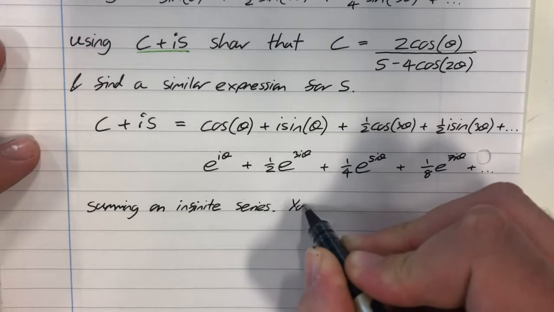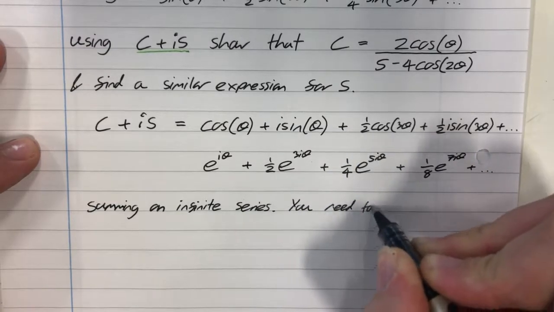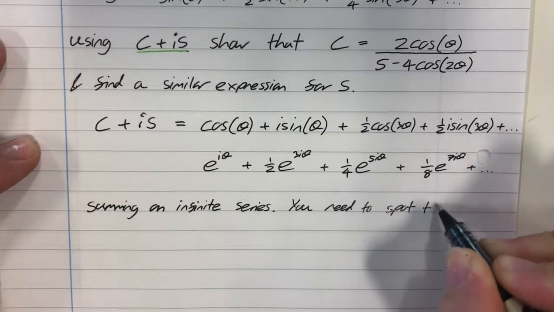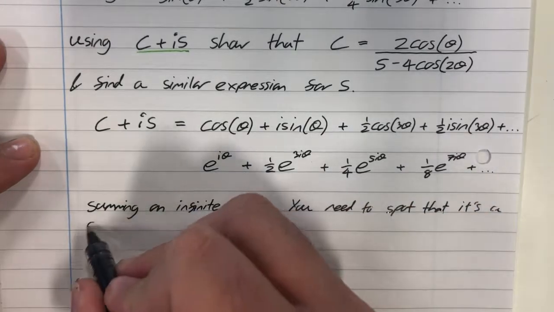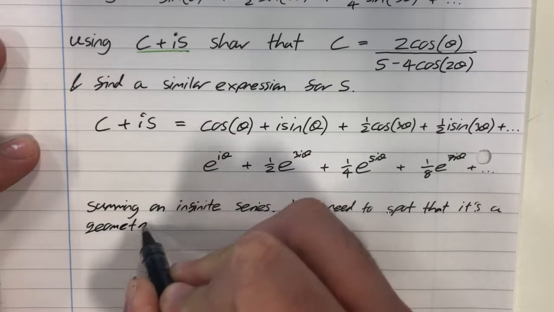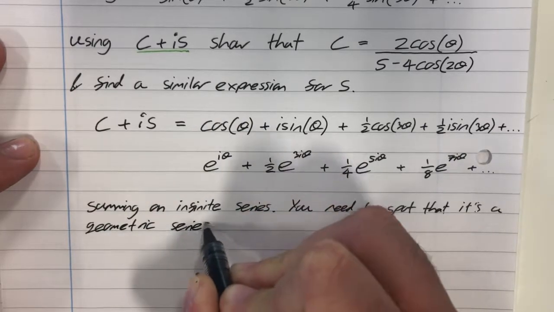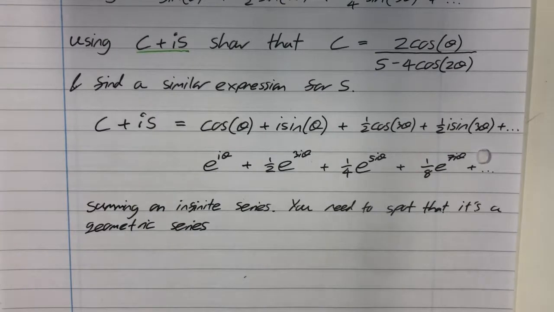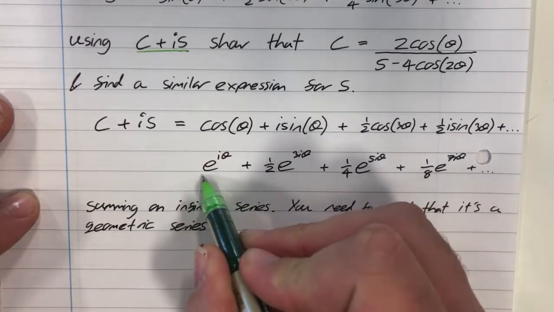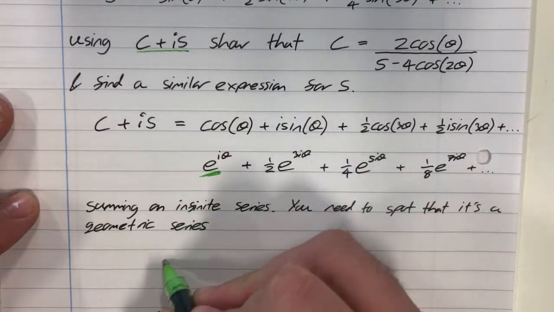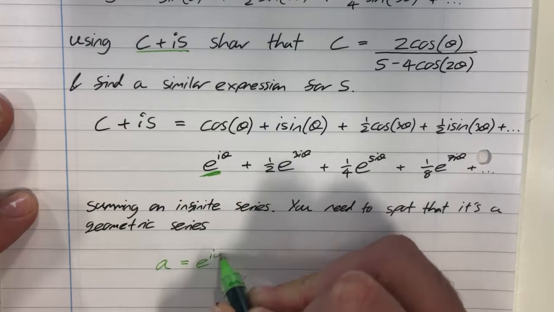So you need to spot that it is geometric. And in these questions, if it's an infinite series, it will always be a geometric series. If it's finite, it might be geometric, or it might be a binomial one. I've got a finite geometric one coming up, and then in another video, I'll have a look at some binomial ones. So the first term of this geometric series is e to the i theta.